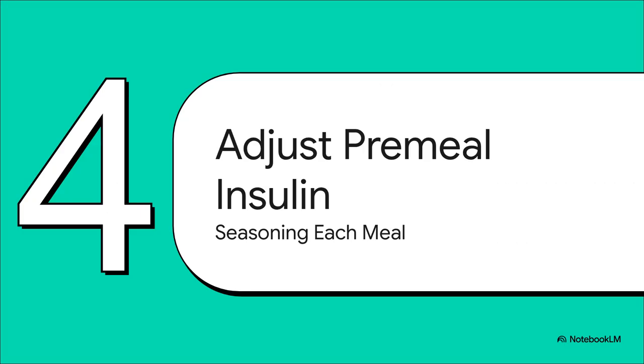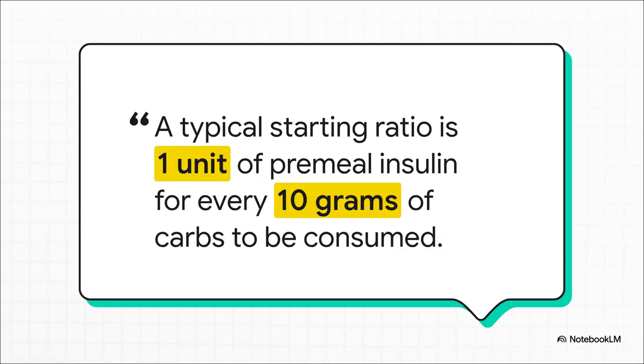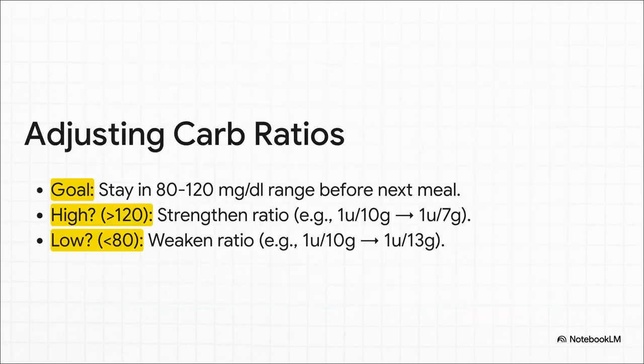Okay, so once we've got that background basal dose dialed in, it's time to move on to the pre-meal insulin. This is where we get really specific, seasoning each meal correctly by matching the insulin to the exact food you're about to eat. Now, one of the best ways to do this is with something called carb counting. It's all based on what's known as an insulin-to-carb ratio. And a really typical starting point is 1 unit of insulin for every 10 grams of carbs you eat.